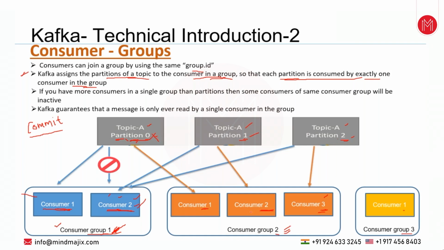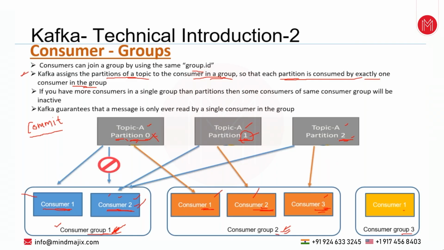And consumer 2 from consumer group ID 2 is consuming the messages from partition 1. It means consumer 1 and consumer 3 cannot consume the messages from partition 1 from the same consumer group ID. And from the same consumer group ID, consumer 3 is consuming the messages from partition 2. It means consumer 2 and consumer 1 of the same consumer group cannot consume the messages from partition 2, because already one consumer is consuming the messages. The remaining two consumers of the same consumer group cannot consume from the same partition.